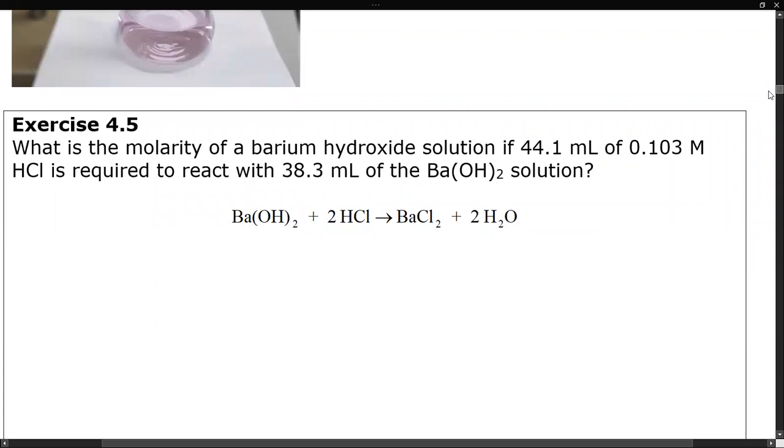So let's look at a concentration problem with a titration. We've got a barium hydroxide solution, and we want to know its molarity. We have 44.1 milliliters of a 0.103 molar hydrochloric acid solution reacting with 38.3 milliliters of the barium hydroxide solution. We have barium hydroxide reacting with 2 HCl's to form barium chloride and 2 waters. So what do I know? I know the concentration and the volume of the HCl, but I only know the volume of the barium hydroxide. And so I'm going to have to use the solution I know to get the solution that I don't know.